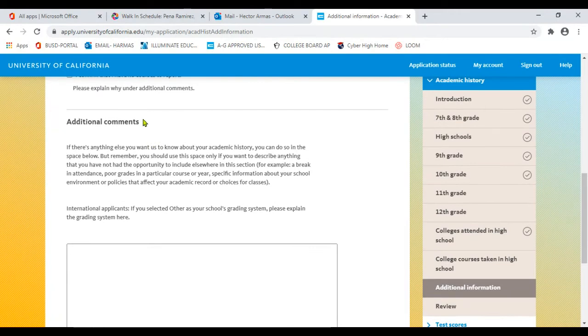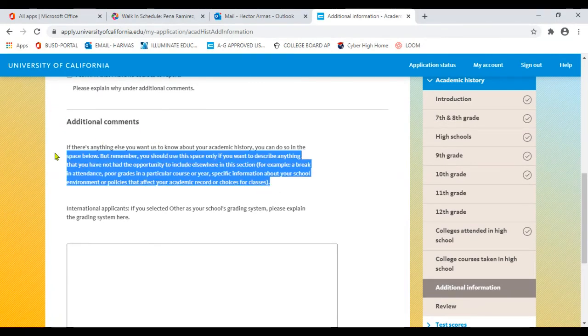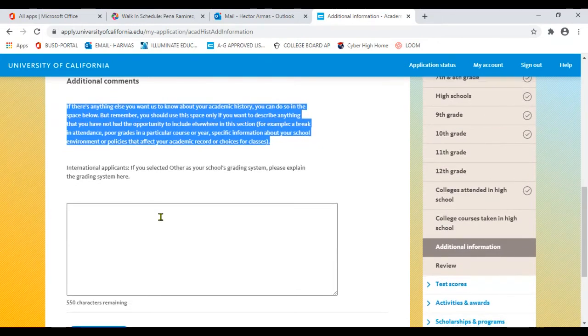And then here on the additional comments, I really like this part because you'll have an opportunity to write down any unusual circumstances. Let's read what it says here. If there's anything else you want us to know about your academic history, you can do so in the space below. But remember, you should use this space only if you want to describe anything that you have not had the opportunity to include elsewhere in this section. For example, a break in attendance, poor grades in a particular course year, specific information about your school environment or policies that affect your academic record or choices.